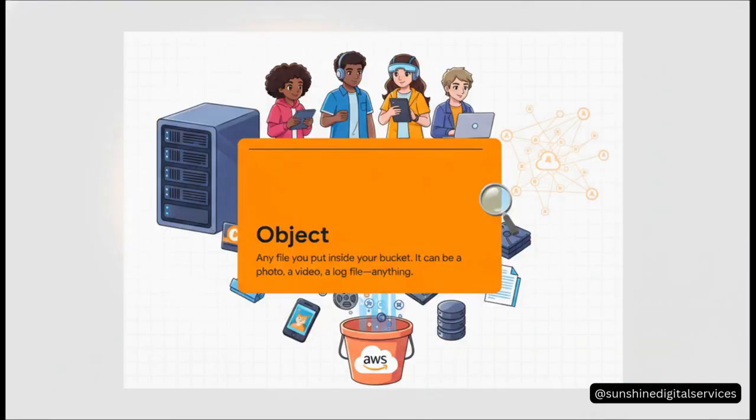And what goes inside your bucket? Objects. And an object is, well, it's just a file. Anything. S3 really doesn't care what it is. It could be a photo, a backup of a database, a massive 4K video, or just a simple text document. To S3, it's all just an object, ready to be stored safely.